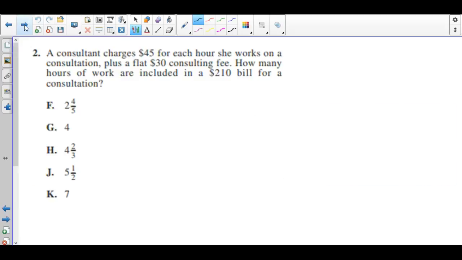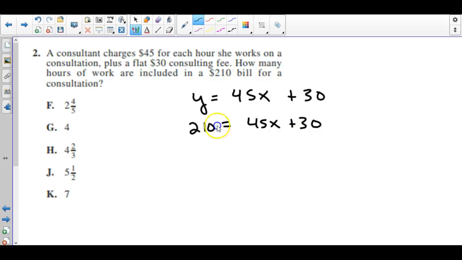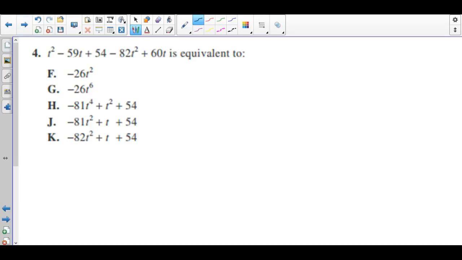Number 2, so a consultant charges $45 each hour and works on a consultation with a flat fee. How many hours of work would be included in a $210 bill? So it's a linear equation, y equals mx plus b, where my slope is the hourly rate, 45. 30 is my flat fee, so I have 210 equals 45x plus 30, 210 being the total bill. I'm going to subtract 30 on both sides and then divide by 45, and that means it is a 4-hour consultation, so G.